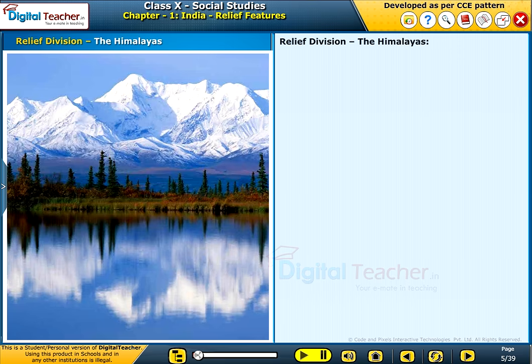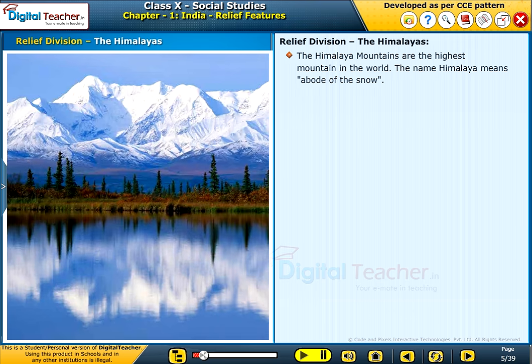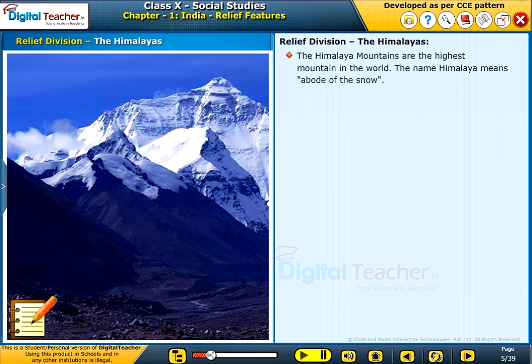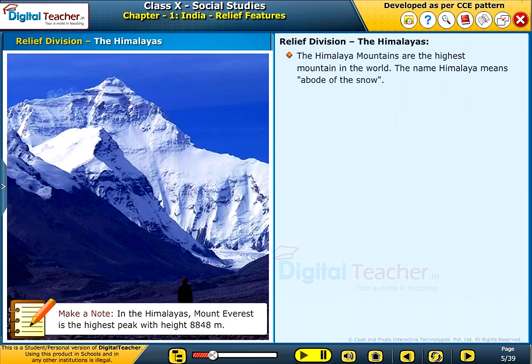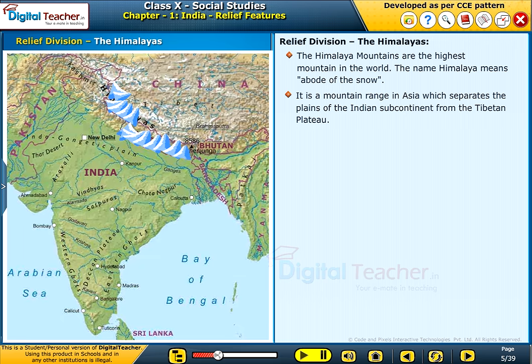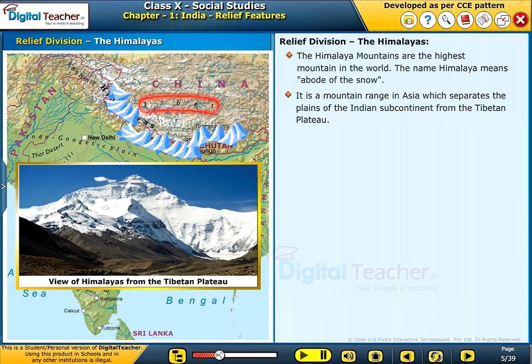Now let us study about the relief division, the Himalayas, in detail. The Himalaya Mountains are the highest mountain in the world. The name Himalaya means abode of the snow. It is a mountain range in Asia which separates the plains of the Indian subcontinent from the Tibetan Plateau.